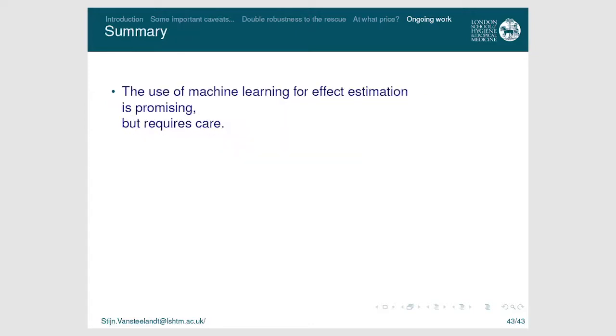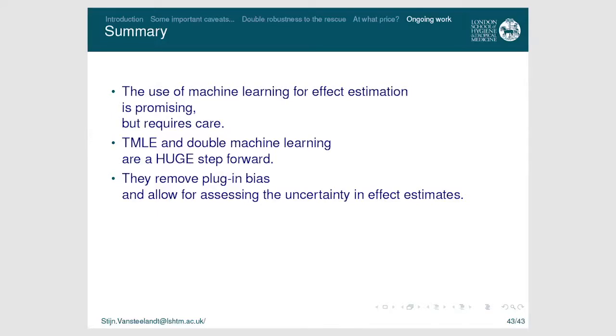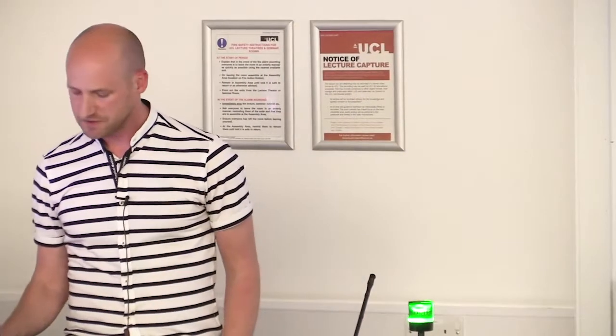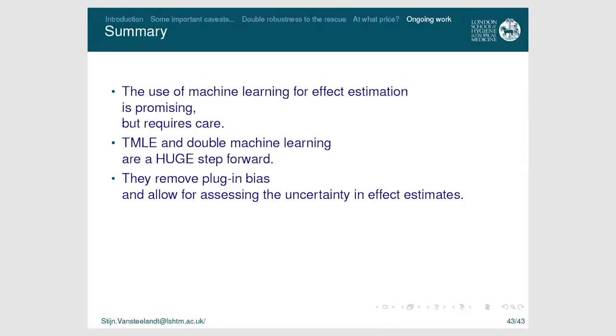So, summary: I think machine learning is quite promising in causal inference and evaluation of treatment effects, but it requires care. There's a lot of subtleties that I've only learned about recently. TMLE and double machine learning, I think, are really huge steps forward. In terms of the reading I've been doing, they're some of the greatest achievements I've learned about in the last one or two decades. They have the nice property that they remove plug-in bias, which is very common when we use flexible data adaptive methods in a statistical analysis.